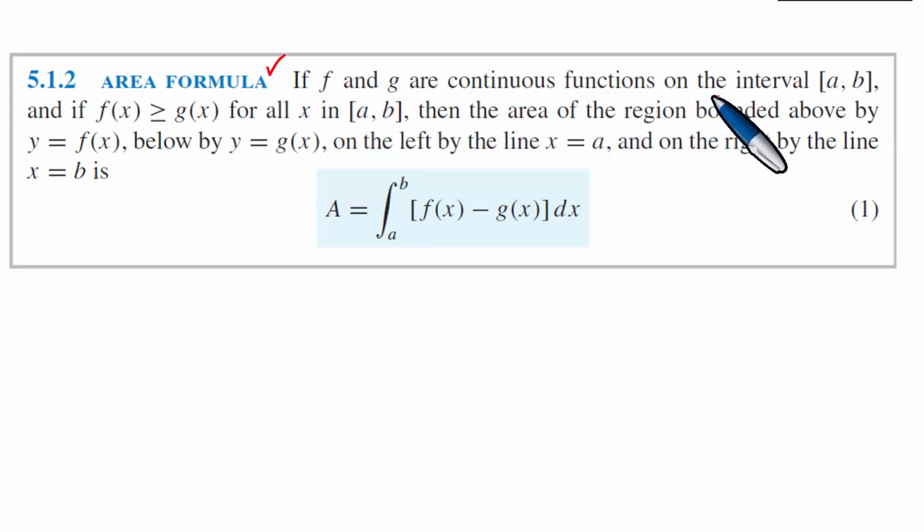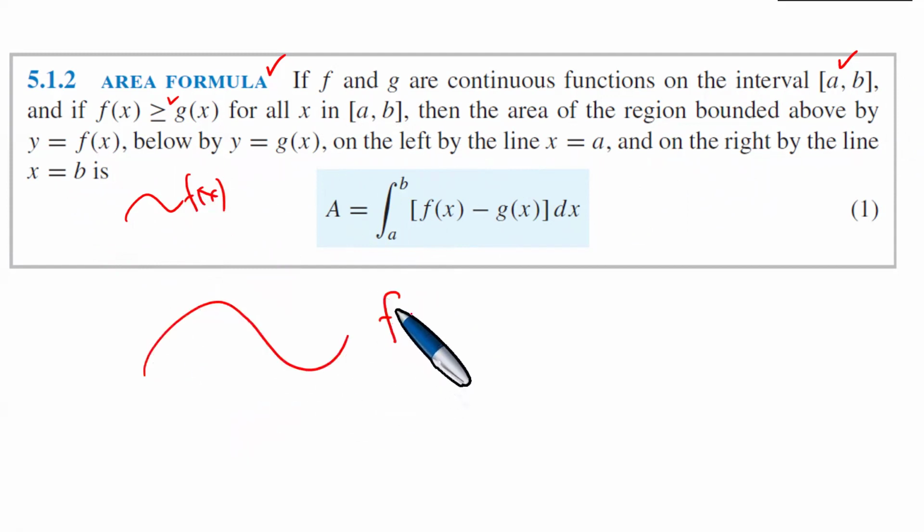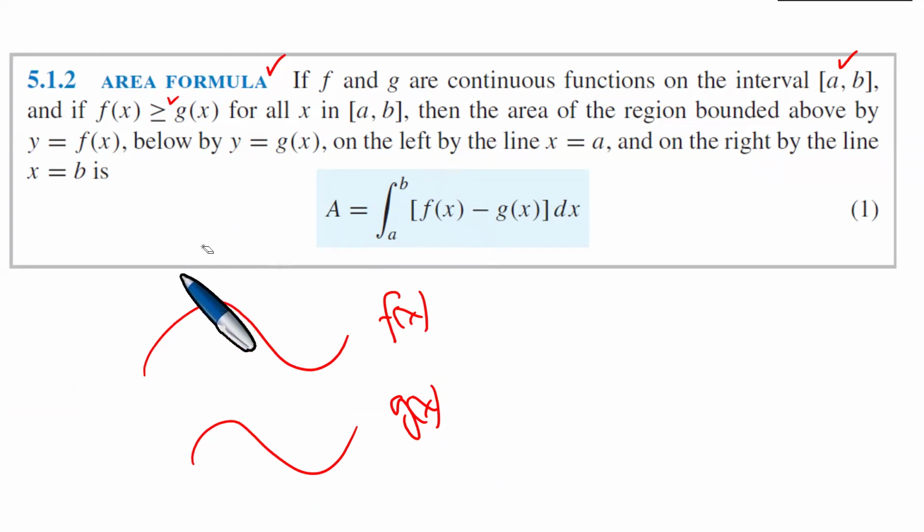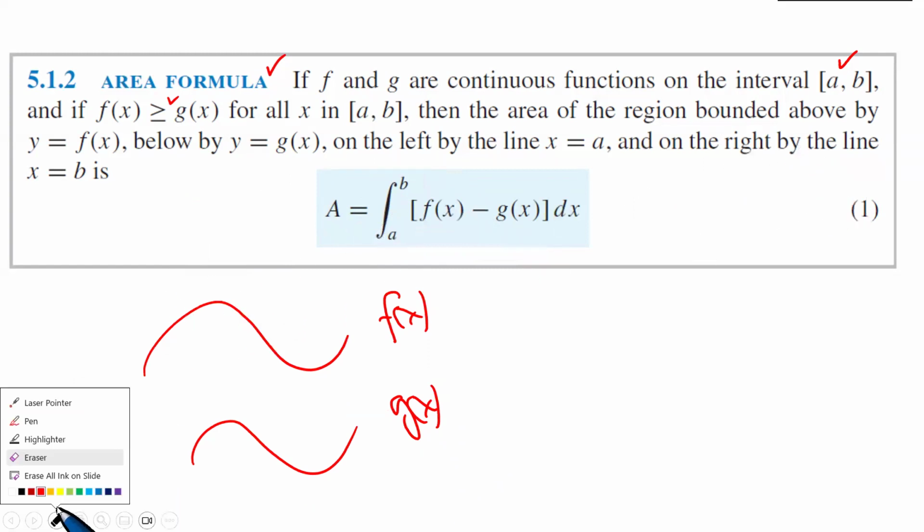If f and g are continuous functions on the closed interval [a, b], and if the function f of x is greater than or equal to g of x, or it's above g, for all x in the closed interval [a, b], then the area of the region is bounded above by y equals f of x, below by g of x, on the left by the line x equals a, and on the right by the line x equals b. So that's what you have.